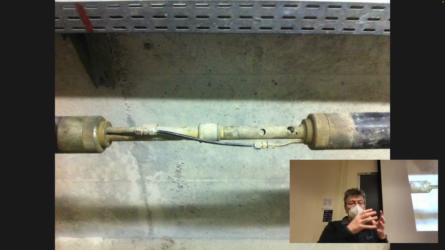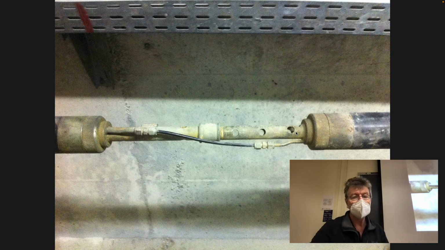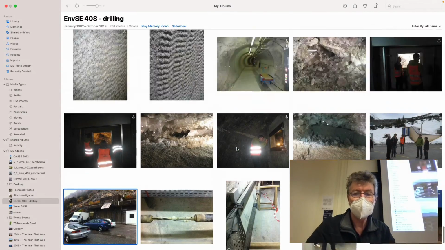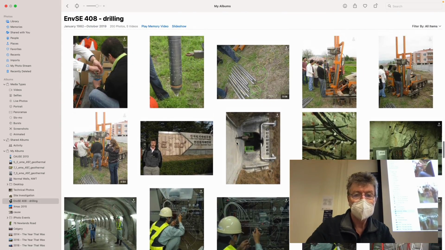Packers inflate against the wall, so they don't allow water to go up or down the borehole, and so the only place it can go is into the wall of the rock, and you can measure permeability with that. And so these are just a variety of different site investigation sites around the world, different locations.